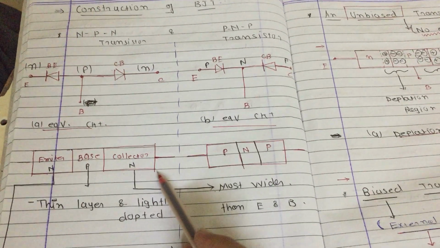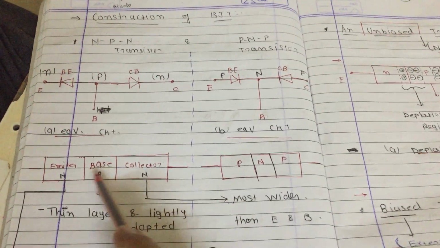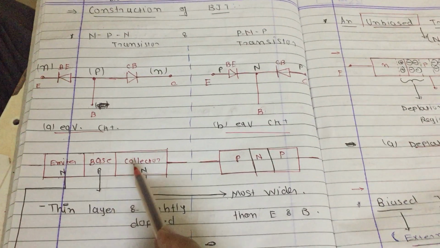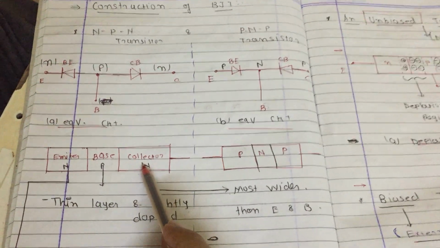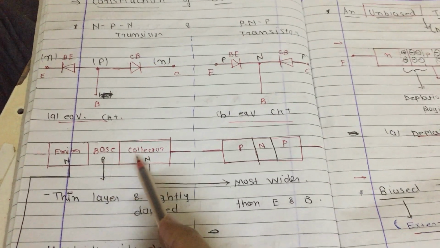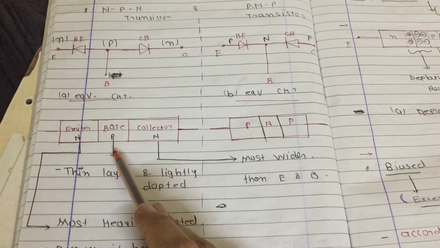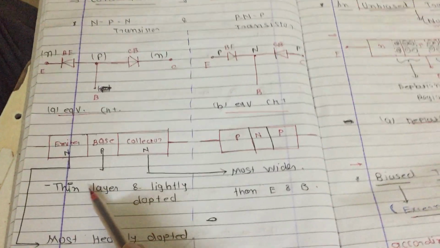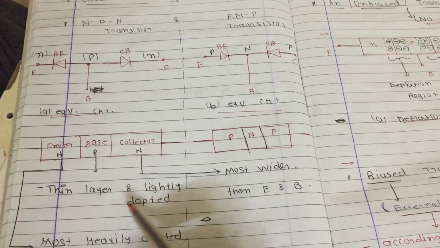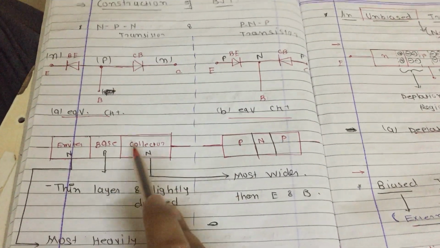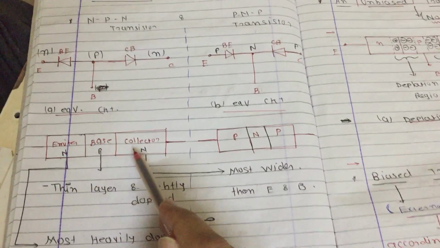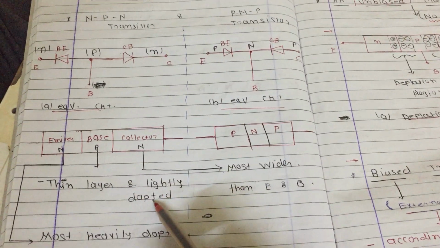Okay, now first of all we can see that the widths of the three regions are not the same, they are different. Okay, and each region has its different characteristic. First of all we will study what is the characteristic of base. Base is thin layer and lightly doped. Okay, base is a thinner layer than emitter and collector, and it is lightly doped.